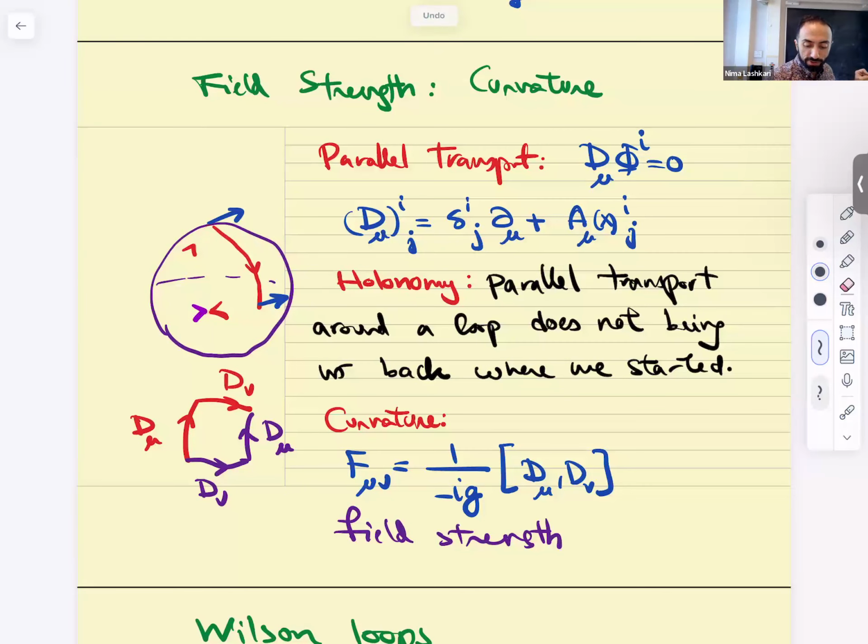So you start with this vector, you parallel transport along this, then parallel transport along this way, the vector ends up this way, parallel transport along this, and you end up here. This is your final, this is the initial. So you went around the loop and you come back where you started, right? Every time this happens, you have curvature, right?